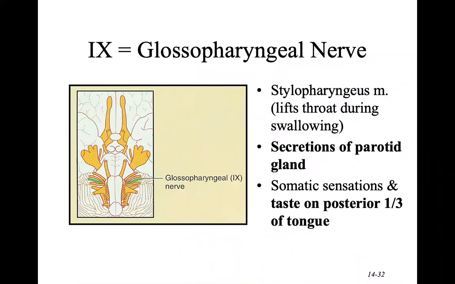Cranial nerve 9, glossopharyngeal nerve. Now, cranial nerve 9 deals with the parotid gland, which is over here near the masseter muscle in front of the ear, and it is a type of salivary gland. Cranial nerve 9 also lifts the throat during swallowing.